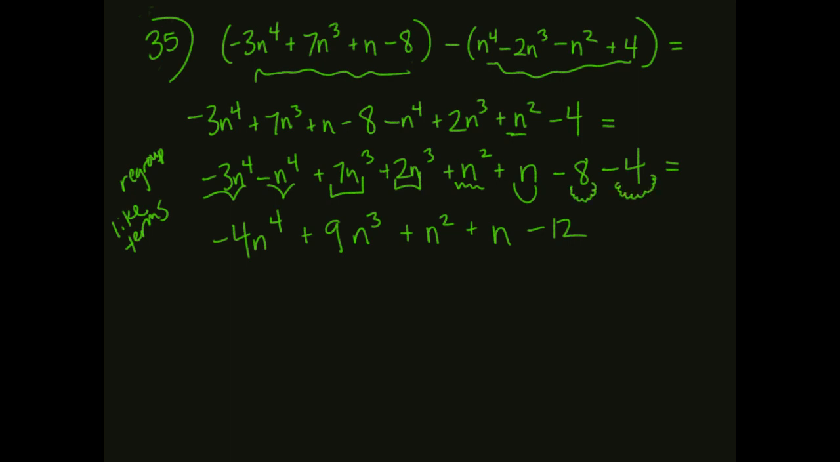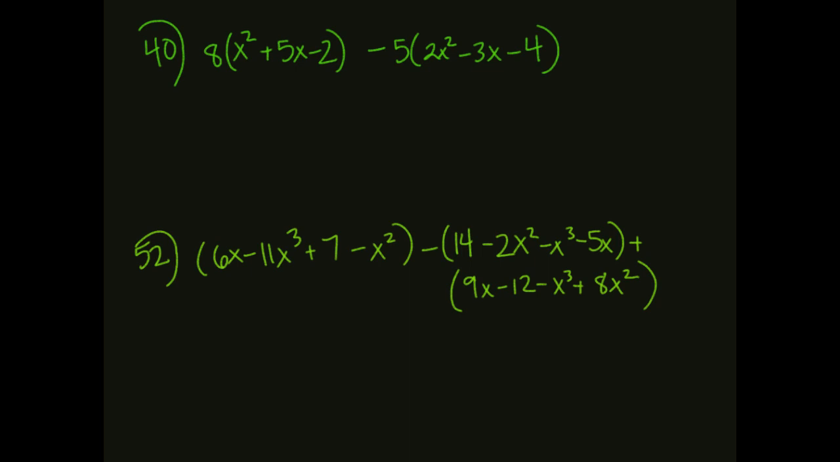Something new and different. So that's a negative 12. I went from the highest degree of 4 down to a degree of 0, if you recall, because this could be thought of as n to the 0. Now we're going to look at number 40, where you have to distribute.